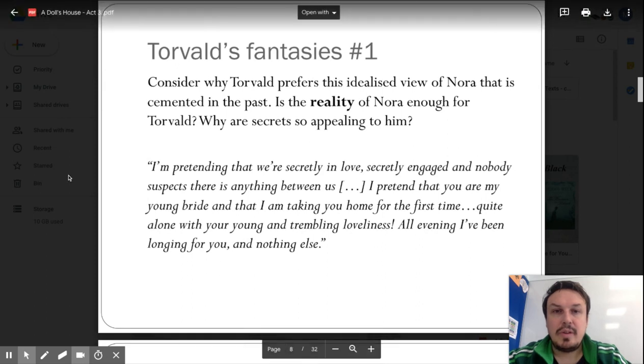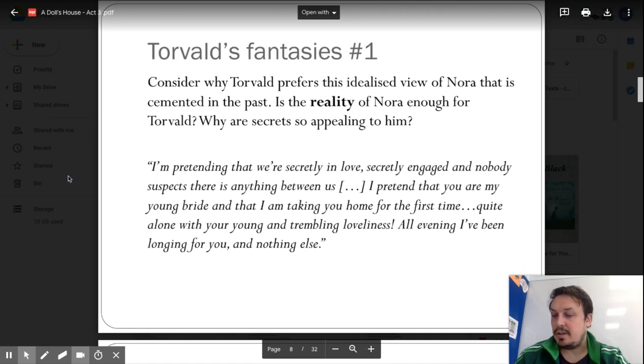Consider why Torvald prefers this idealized version of Nora that is cemented in the past. Is the reality of Nora enough for Torvald, and why are secrets so appealing to him? "I'm pretending that we're secretly in love, secretly engaged, and nobody suspects there's anything between us. I pretend that you are my young bride and that I'm taking you home for the first time, quite alone with your young and trembling loveliness. All evening I've been longing for you and nothing else."